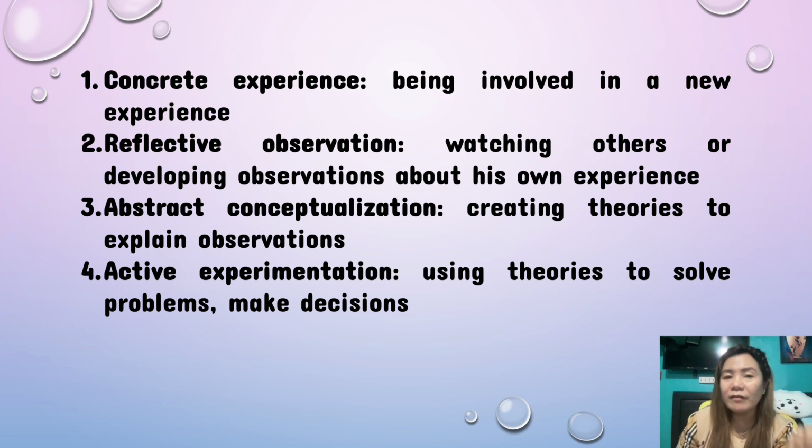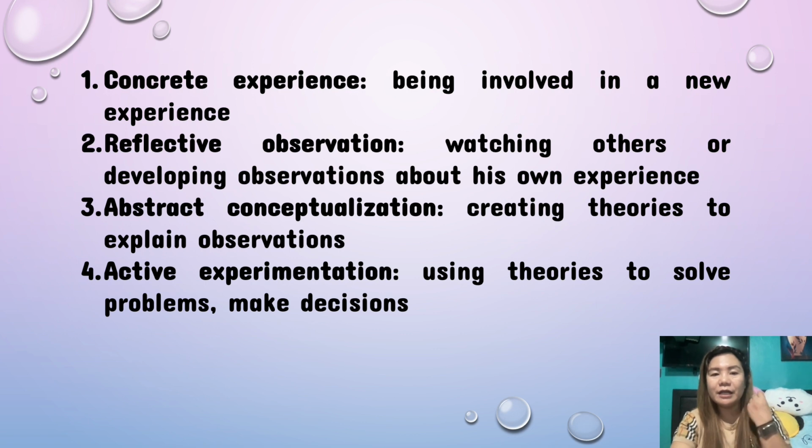So, active experimentation, there are learners also who, while making the theory, use it to solve the problems and make decisions. They are independent. They take the lead and then they make decisions of their own. They do not need others to explain for them, but based on the theory that they have personally gathered or personally created, they solve the problems or make their own decisions. So that is according to Kolb's theory of learning styles.